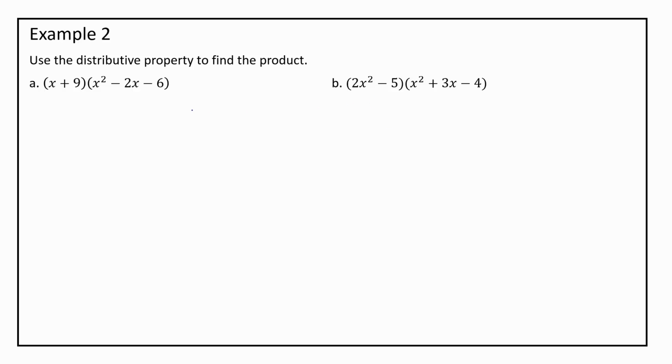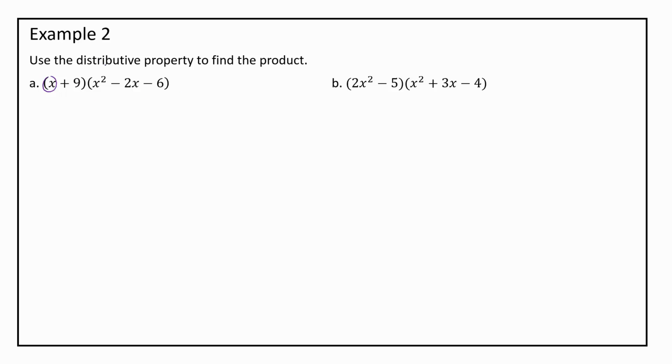Now let's make this a little harder. So if we look at what we have going on here, it says in the instructions to use the distributive property, but we don't have just one thing in front of a parentheses. We actually have 2 terms, a binomial times a trinomial. So what we want to do as we work this out is we actually are going to distribute twice, because we're going to take the x and distribute it to everything in the second parentheses, and then we're going to take the 9 and distribute it.